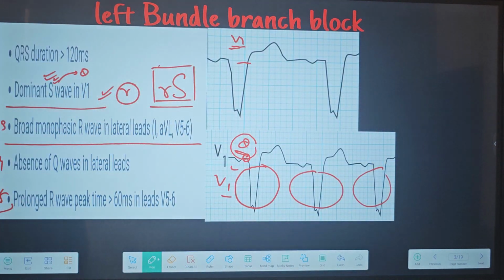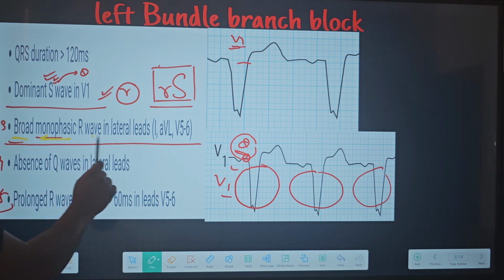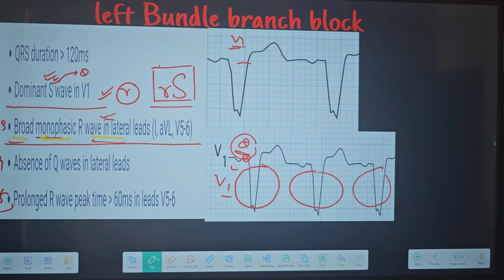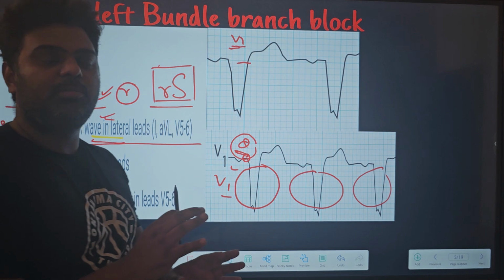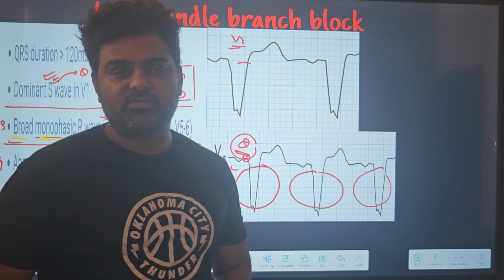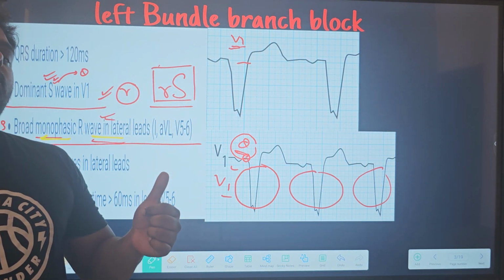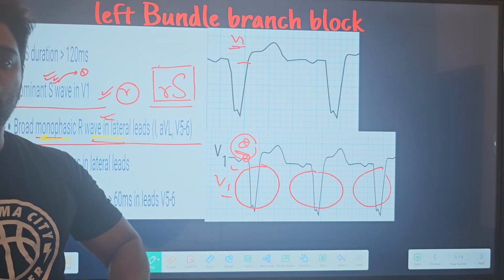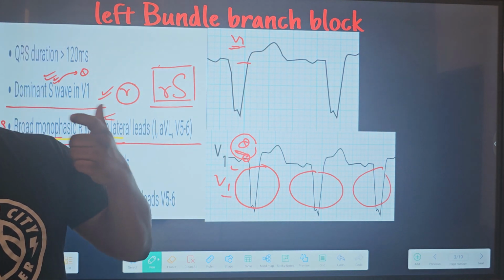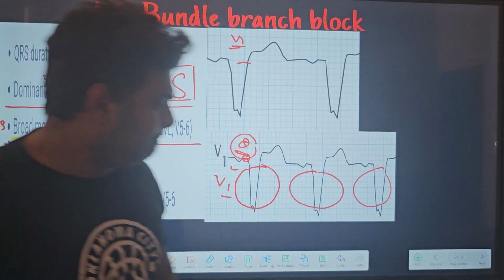So now you will understand the meaning of broad monophasic R wave. But this is not complete. Broad means this R wave will not be having Q wave or S wave. Second, it can be monophasic, that is no notching, no M wave. Second, it can have notch, or third, it can have an M pattern.